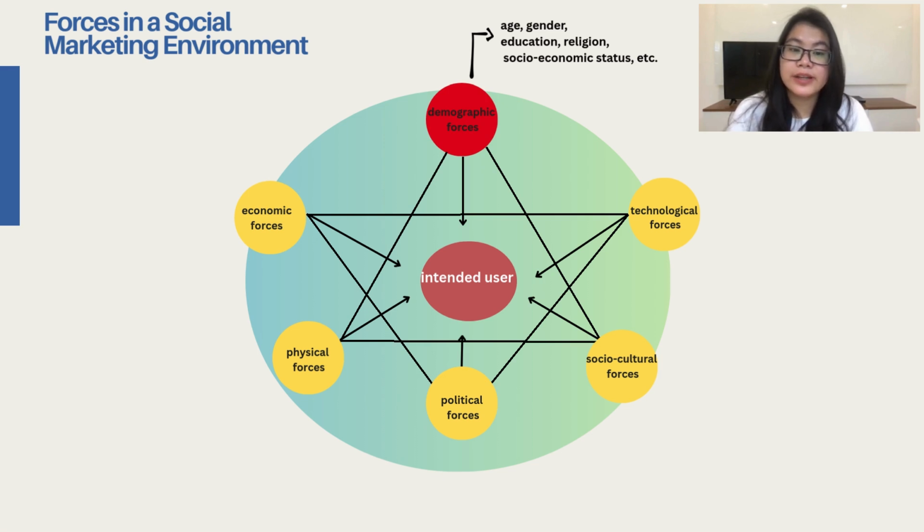This refers to the characteristic and composition of a population that influence social marketing efforts. These factors can impact how messages are designed, which channels are used for communication, and how effective a campaign might be. In the social marketing environment, understanding these demographic forces is critical to targeting the right audience and designing relevant interventions. So we have to consider the age, gender, education, religion, socioeconomic status, and etc.